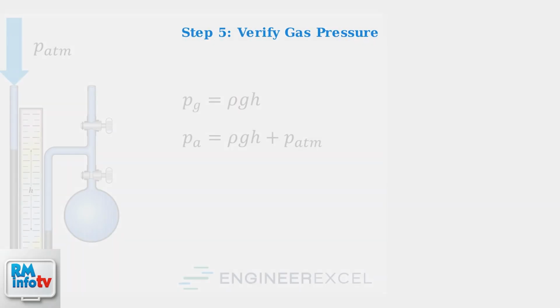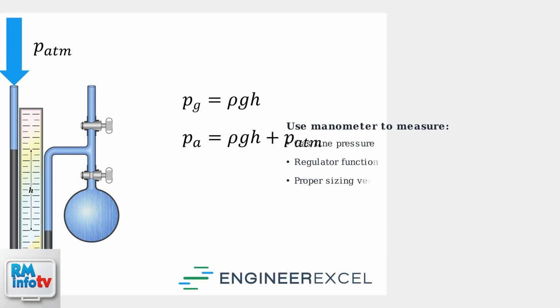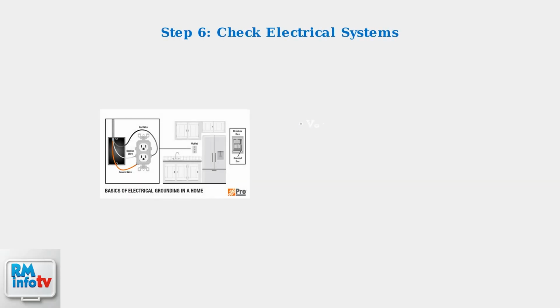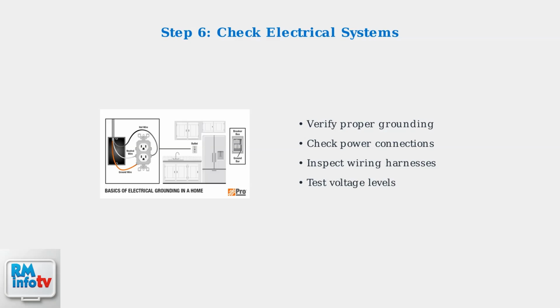Check the gas pressure using a manometer to ensure it meets the manufacturer's specifications. Incorrect gas pressure can prevent proper combustion and cause flame failure. Ensure the appliance is properly grounded and check the power supply for loose connections. Improper grounding can cause flame failure as a safety measure.